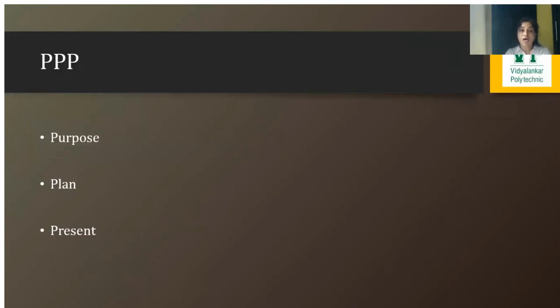And when we are in a position to understand the question why, we will be able to answer this particular question in the form of what, how, when, where, and why. So purpose is very much important. Then comes the plan and present that we are going to discuss in a further slide.